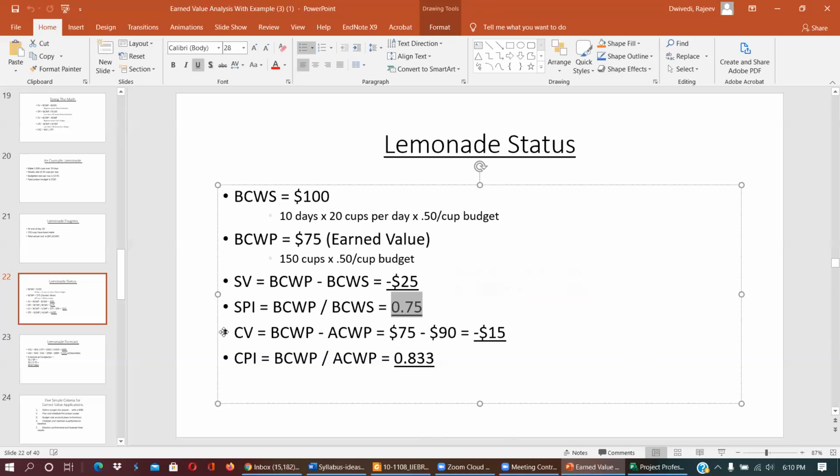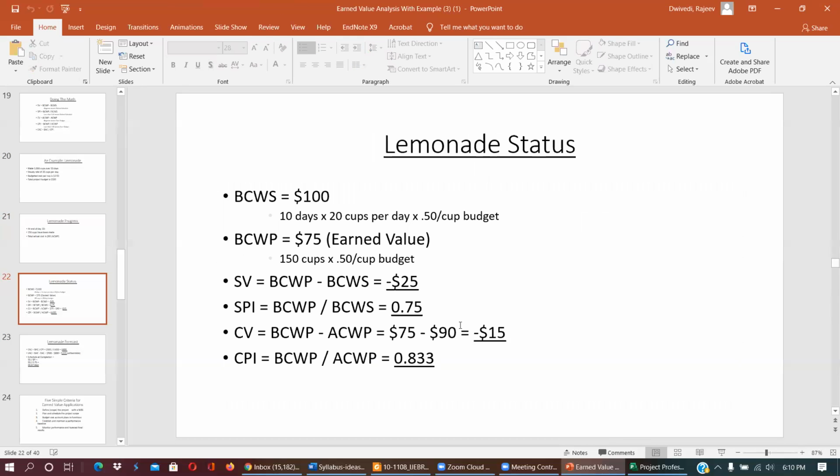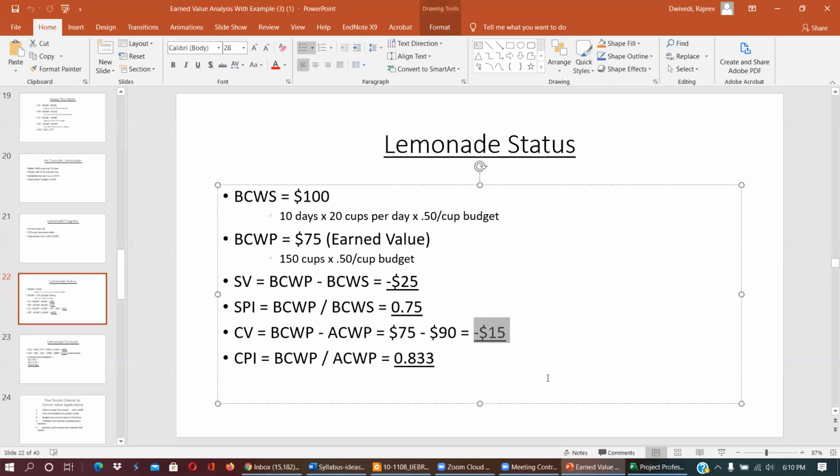Now come to the cost variance. So this is schedule variance, and now look into the cost variance. What is the indication? Budgeted cost of work performed minus actual cost of work performed. So this is $75 budgeted cost of work performed minus actual cost, which is clearly given as $90. So far $90 of work is done. That means it is minus $15. So cost variance is minus $15.